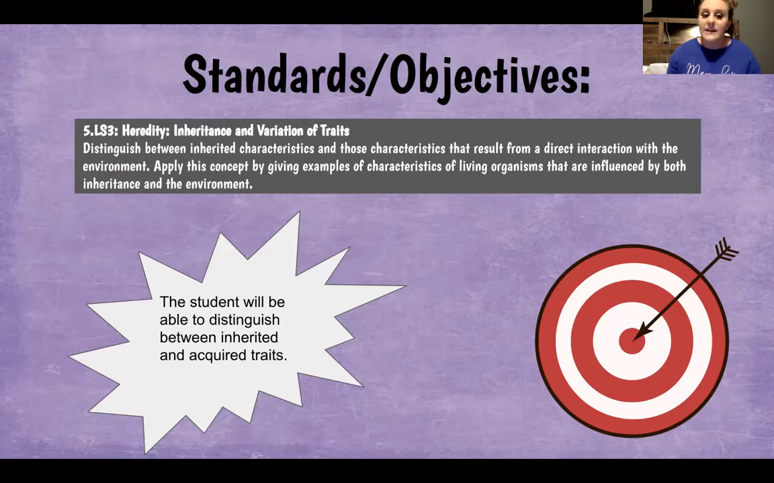So your objective is the student will be able to distinguish between inherited and acquired traits. So after this, you guys are going to be able to go home and say, I know that this is an inherited trait and I know this is an acquired trait. And your parents are going to be like, Y'all are smart. Y'all are just intelligent, which I'm sure they already are.